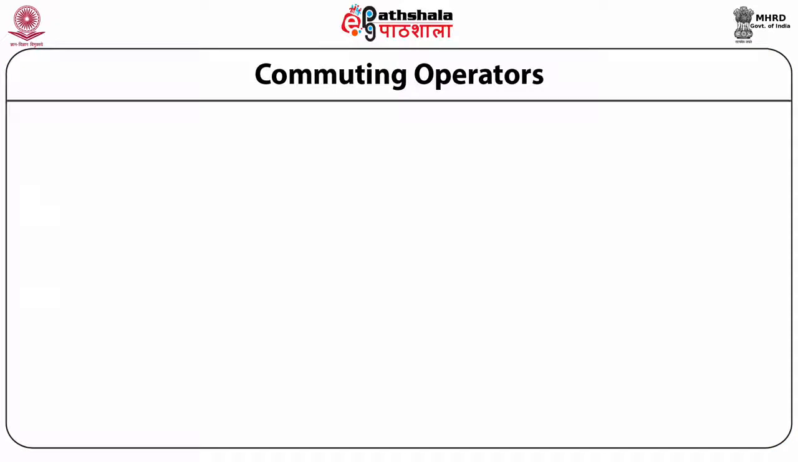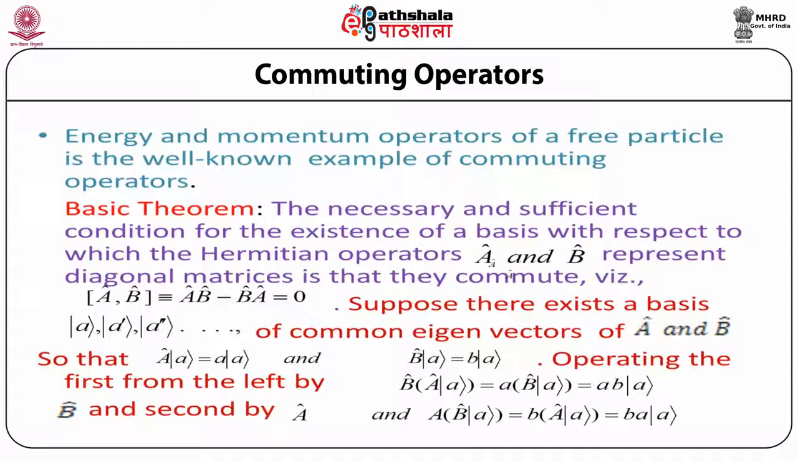Commuting operators. As we have discussed in detail about the energy and the momentum operators previously, the energy and momentum operators of a free particle are the well-known example of commuting operators. Let us come to the basic theorem for commuting operators. The basic theorem states that the necessary and sufficient condition for the existence of a basis with respect to which the Hermitian operators A and B represent diagonal matrices is that they commute, viz. the commutator of operator A with operator B, which is equivalent to AB minus BA, is equal to 0.